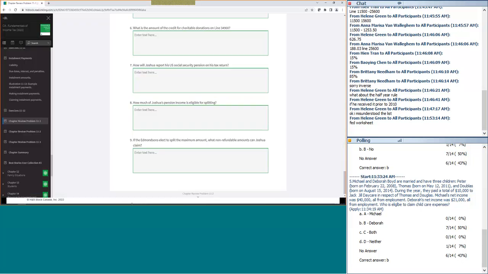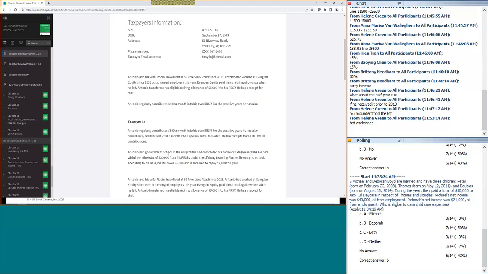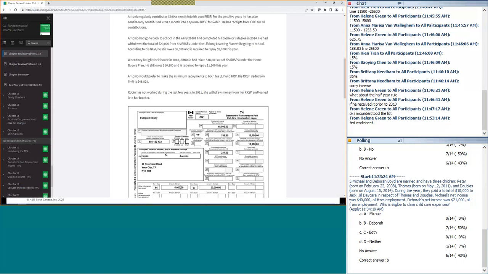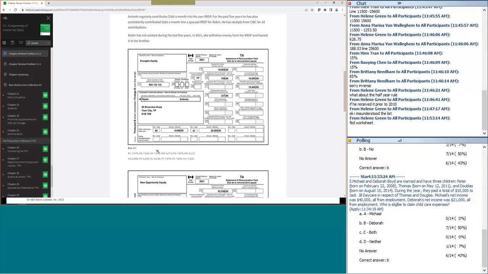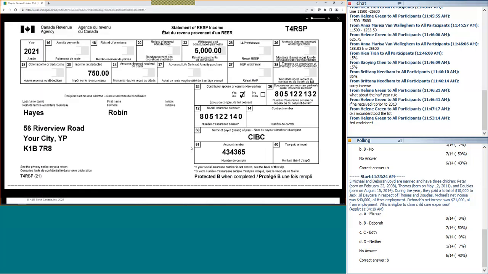Oh, where is my case? Here we go. Let's take a look at Antonio and Robin. Antonio and Robin, in the real world, we would get a whole bunch of tax slips and they would not volunteer much information. So we're going to do a Represent a Client. We're going to take a look at their information there, and we're going to take a look at their tax slips. And when I look at Robin's tax slip, I'm going to make this bigger.